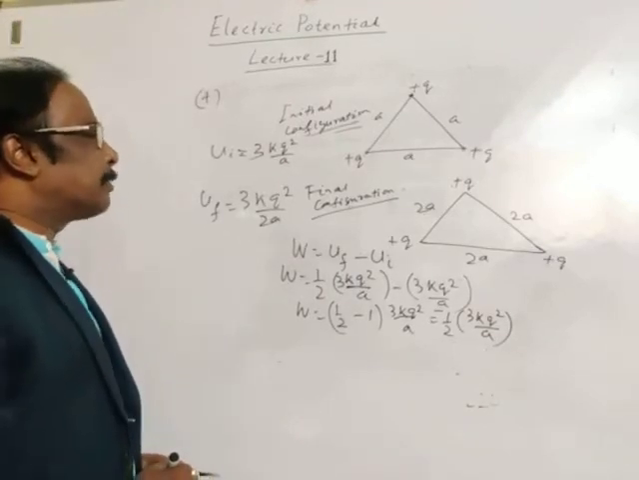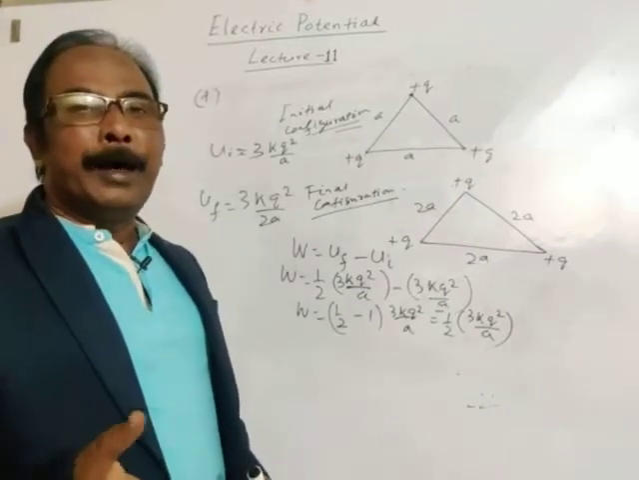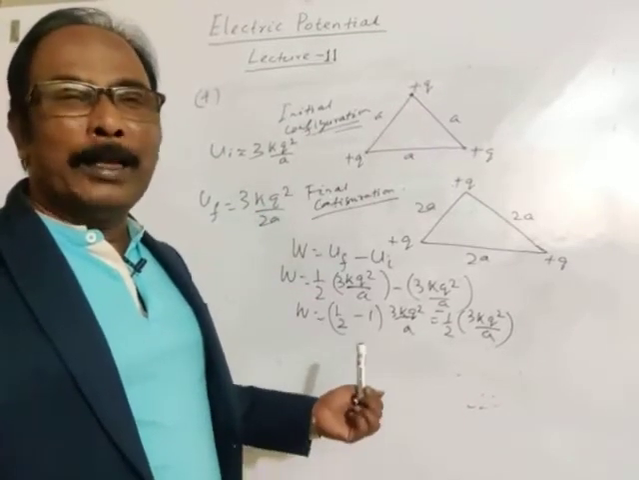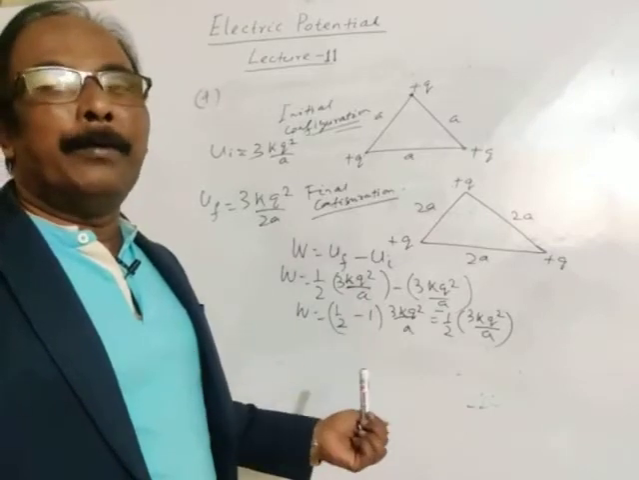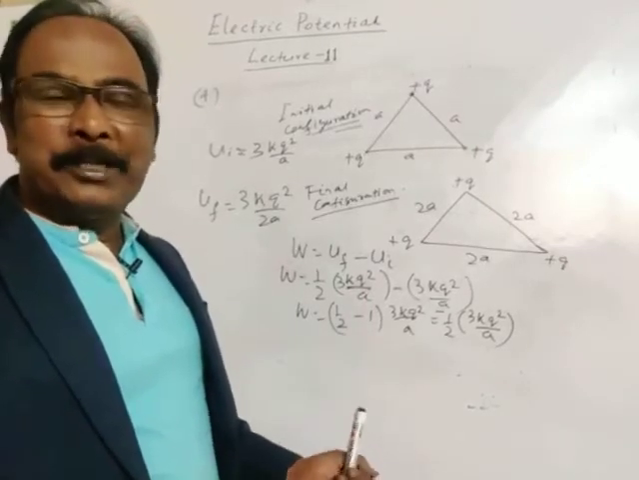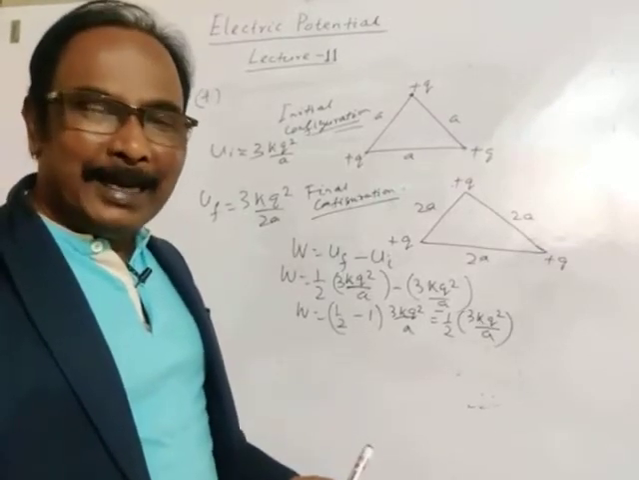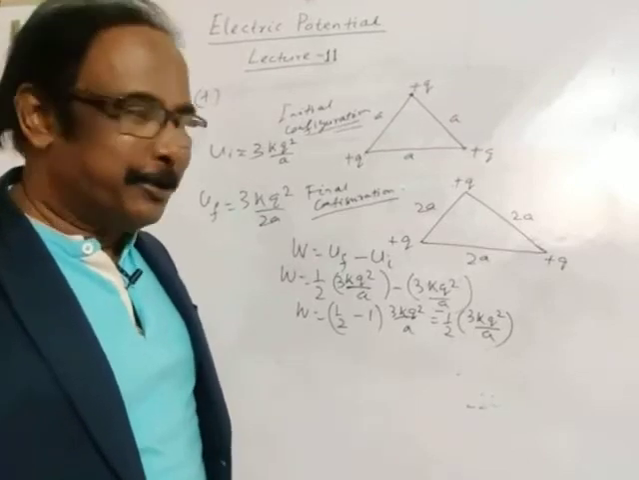Similarly, it may be asked: 4 identical charges, each of Q, are placed at the 4 corners of a square of side A. Then what is work done to increase the side to 2A, 3A, 4A, whatever is given? Let's find first final potential energy, then initial potential energy, subtract, work is change in potential energy. Okay.